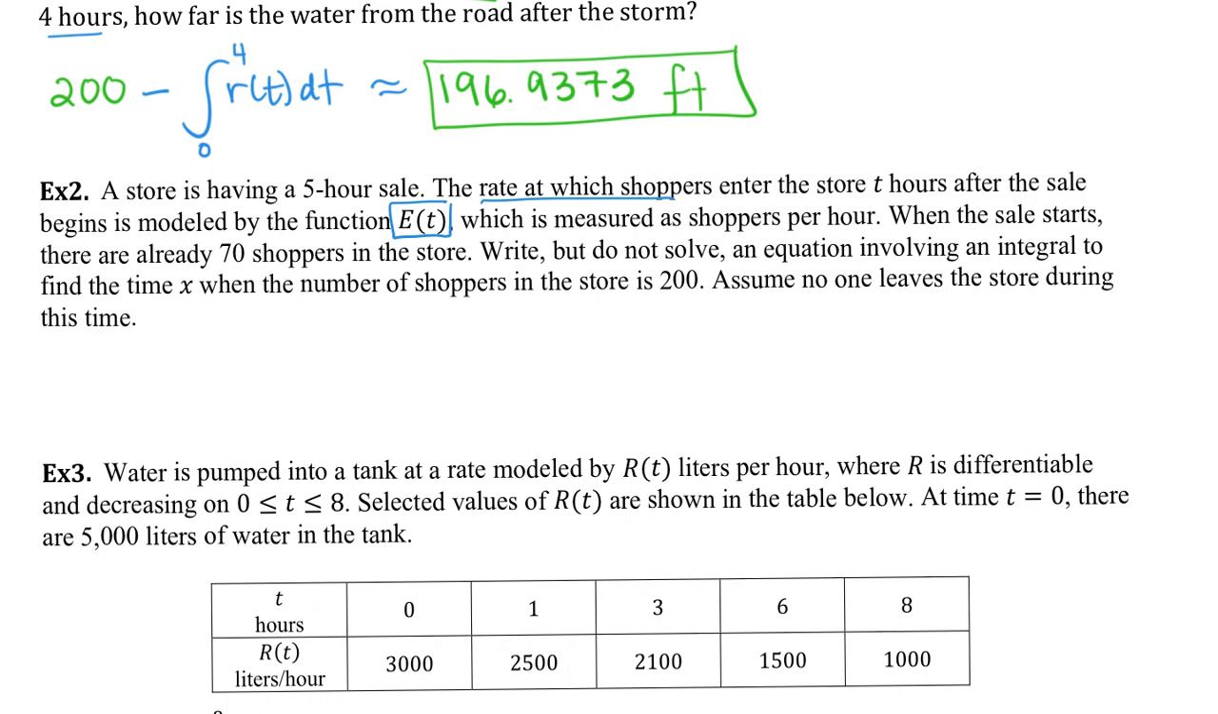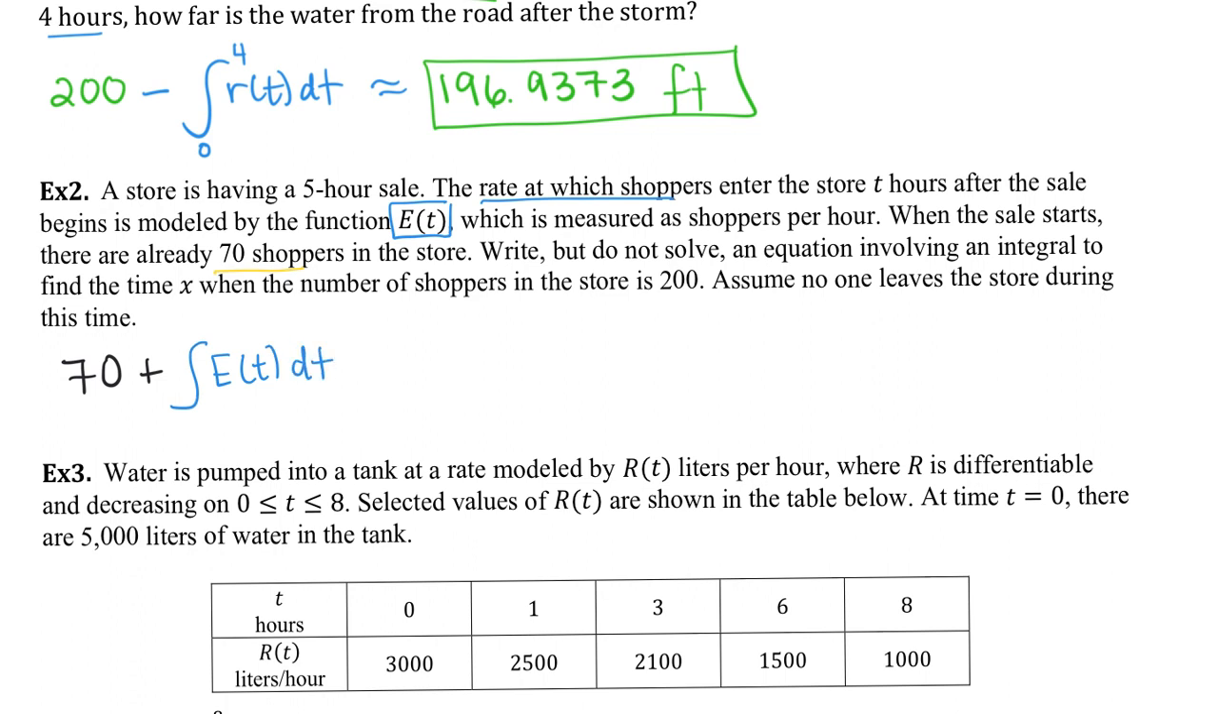Okay, so let me think about this. What do we start with? Well, when the sale starts, there are 70 shoppers in the store. So I started with 70 shoppers. And then the shoppers are entering the store. How many shoppers are entering the store? They don't tell me how many, but they tell me the rate at which the shoppers are entering is E of t. So if that's the rate the shoppers are entering, the number of shoppers entering should be the integral of E of t dt.